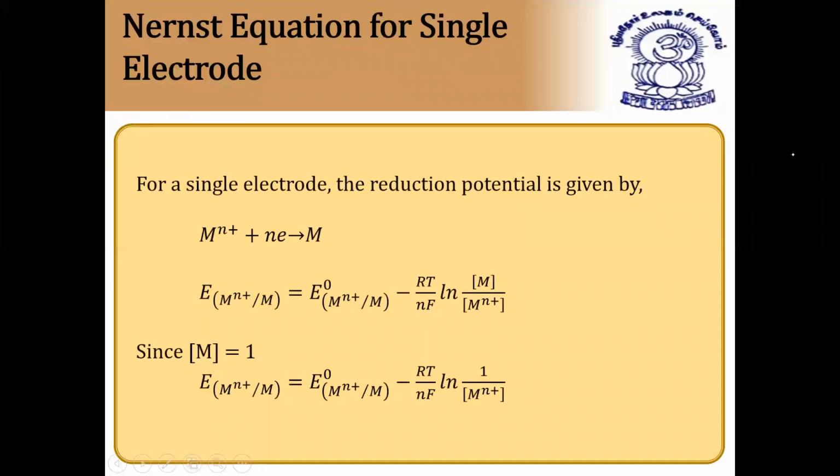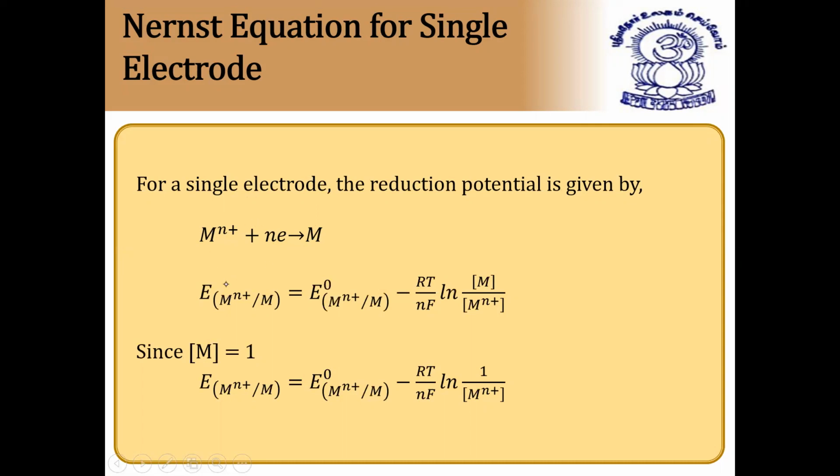So the Nernst equation for a single electrode. For a single electrode like copper, magnesium, manganese, zinc, etc., anything. For example, let us see M^n+, a single metal with positive charge. n+ can be 1+, 2+, 3+, and so on. So M^n+ gaining n electrons forms M. Whatever the charge, it should gain that many n electrons. For example, if n+ is 2, then 2 electrons should be gained. So let us take the single electrode potential.